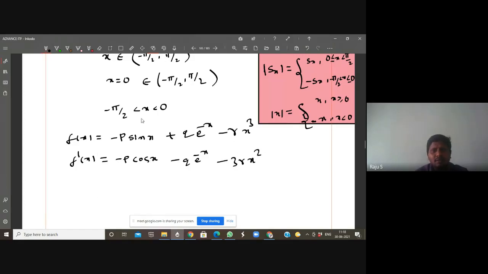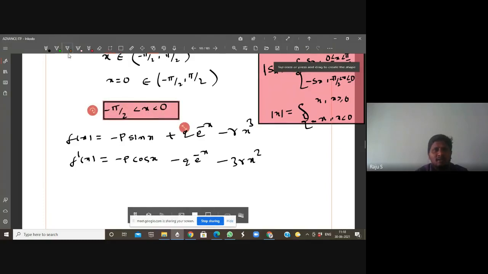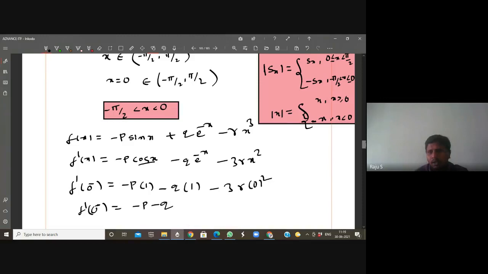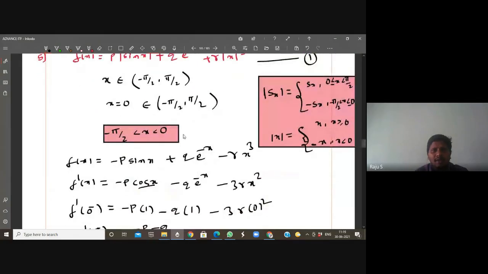Now this is at the left side, negative values, when x is lesser than 0. If I substitute 0 here, f dash of 0 minus is equal to minus p times cos 0. Cos 0 is 1. Minus q times e to the power of 0, which is 1, minus 3r into 0 square. What do you observe on my left hand derivative value? We got f dash of 0 minus as minus p minus q. Now we got that when x is lesser than 0, the left hand derivative value is minus p minus q.